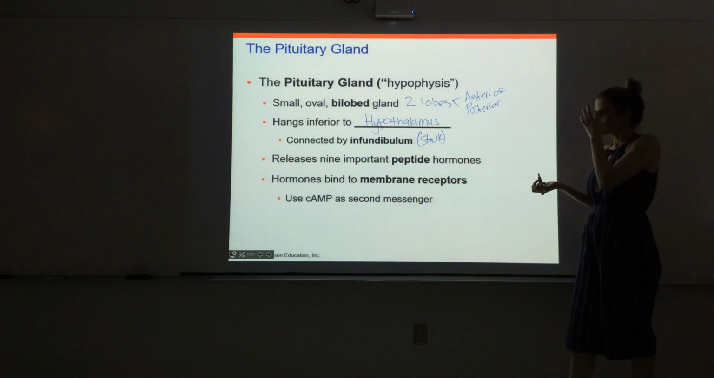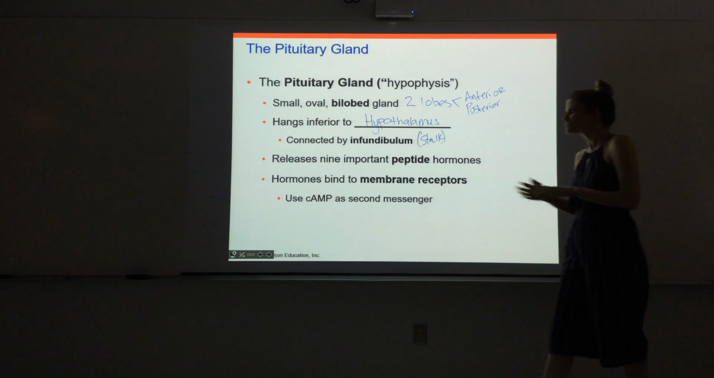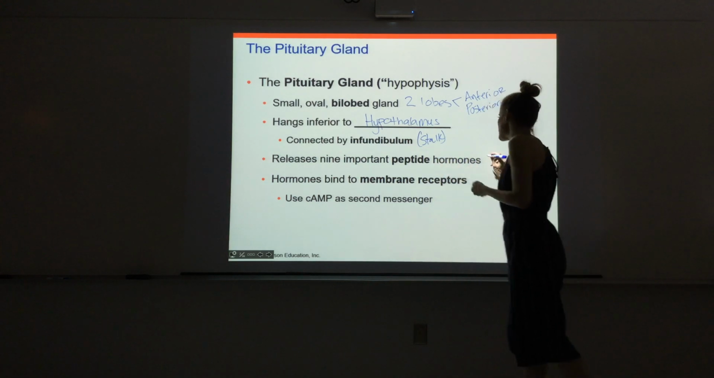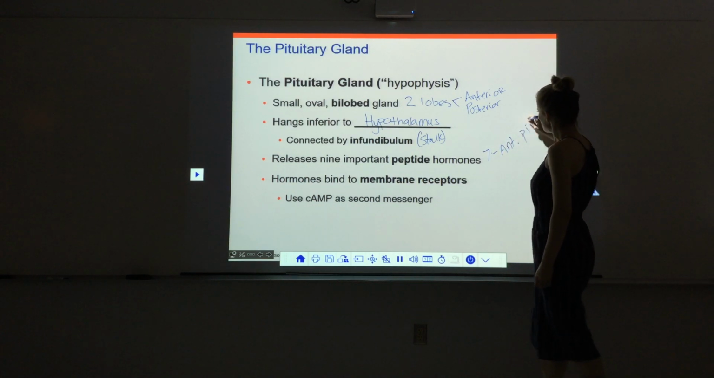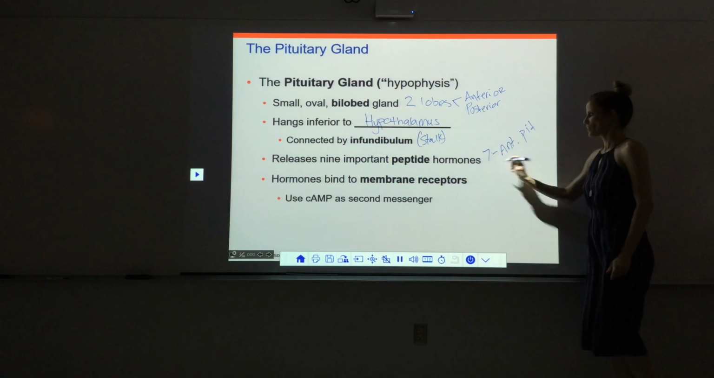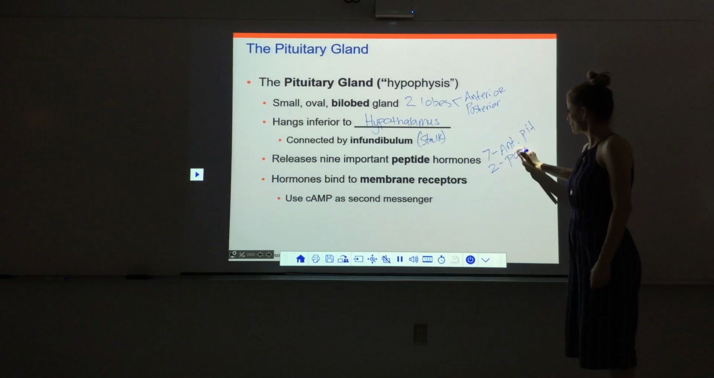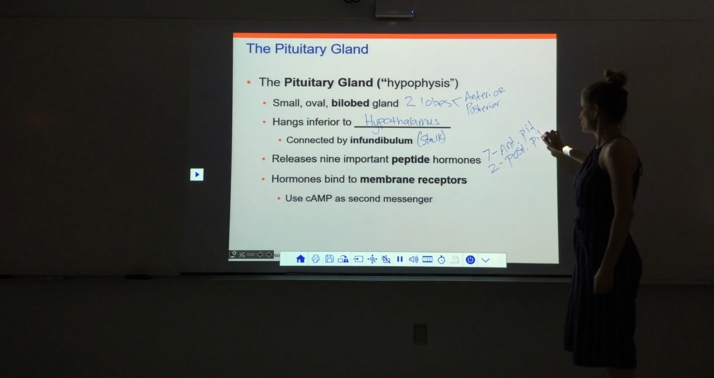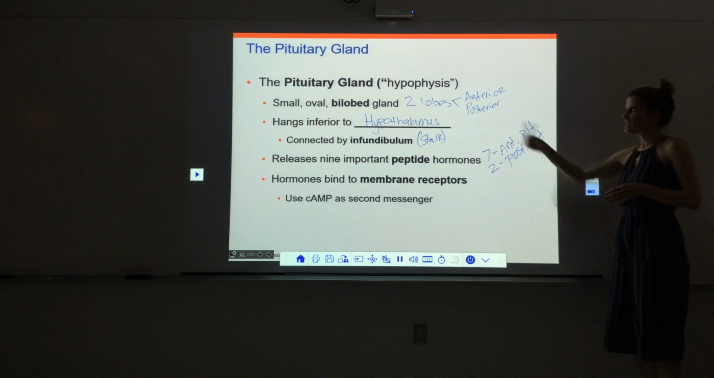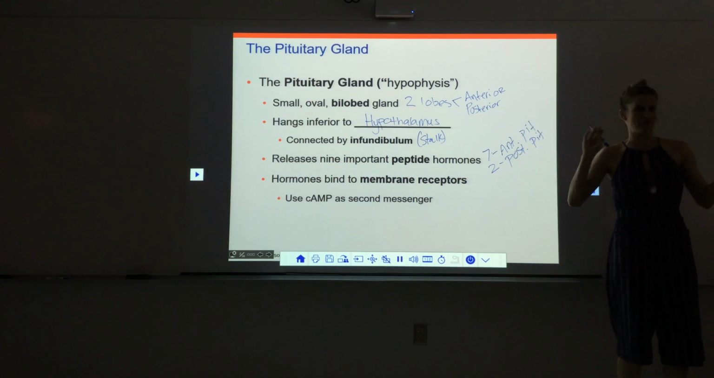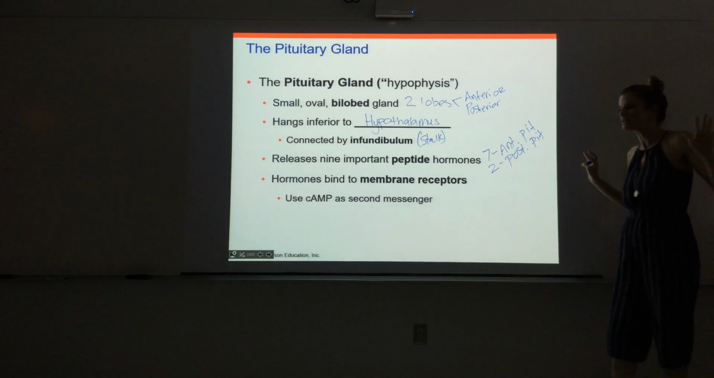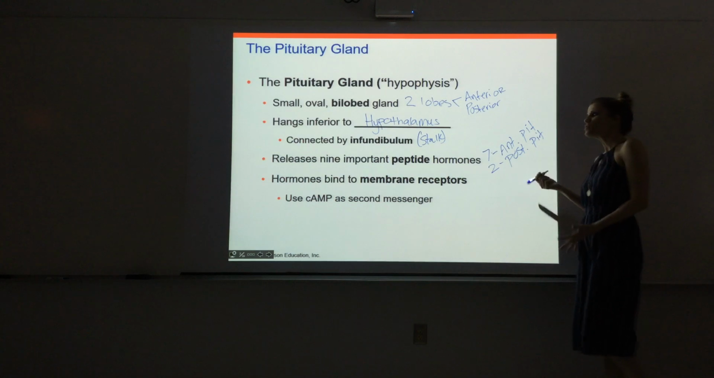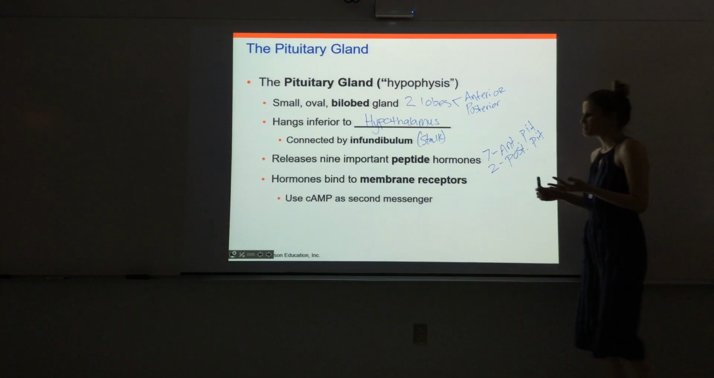When we look at the pituitary gland, we see that the pituitary gland releases 9 important peptide hormones. 7 come from the anterior pituitary. 2 are going to be released from the posterior pituitary. The anterior and posterior pituitary are completely separate. They're anatomically different. Physiologically, their function is different. They've got different hormones. They do different things completely. But altogether, we've got 9 peptide hormones coming from the pituitary.